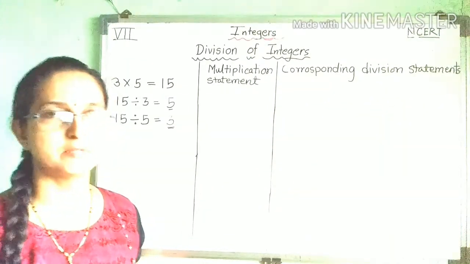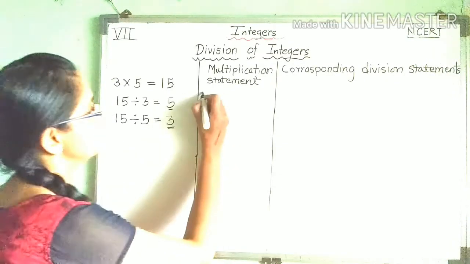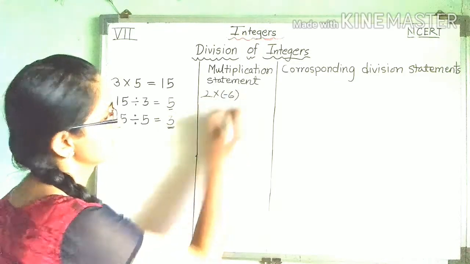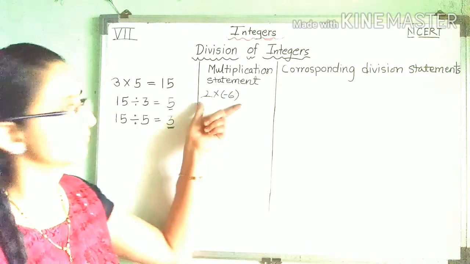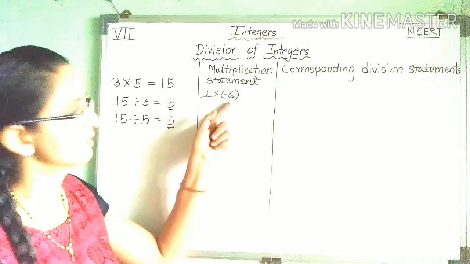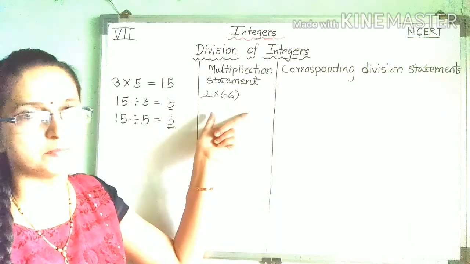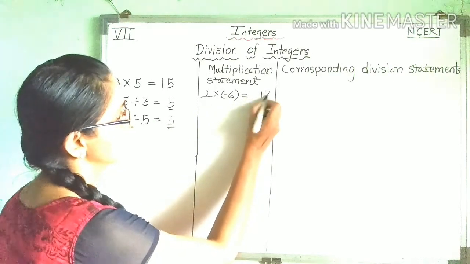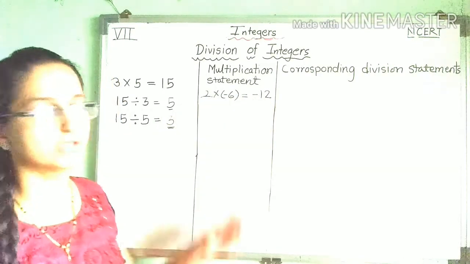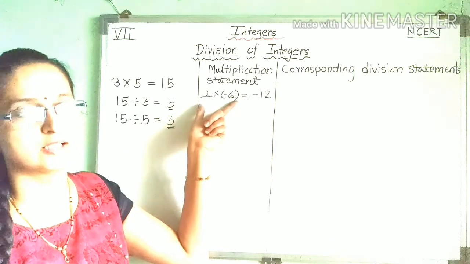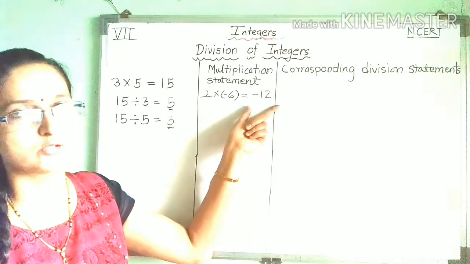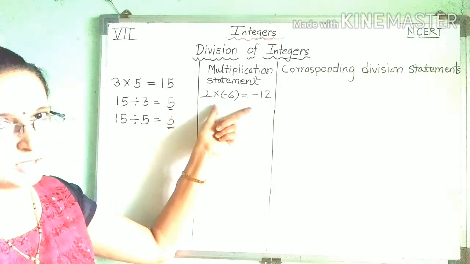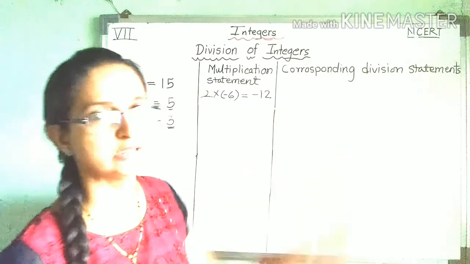So the first multiplication statement is 2 into minus 6. Here both are integers because this is a negative number. So a negative number is always an integer. So 6 2s are 12, and the minus sign is there because one of the integers is negative, so the product is also a negative number. This is a multiplication statement. We have to write the corresponding division statement for this.